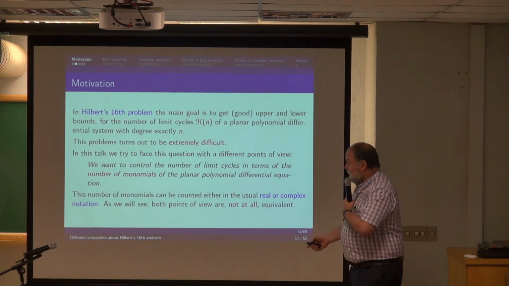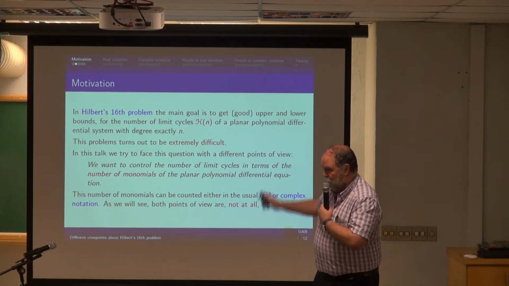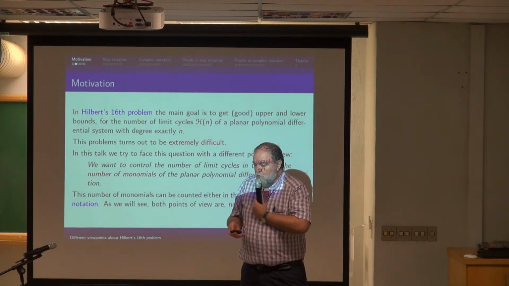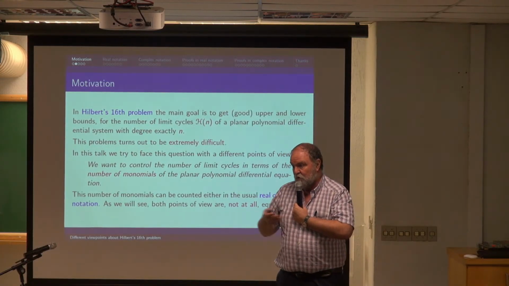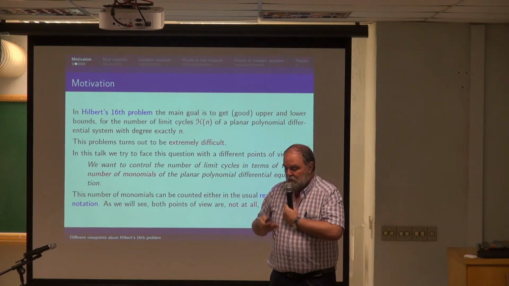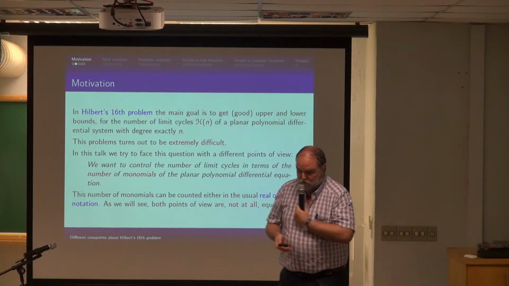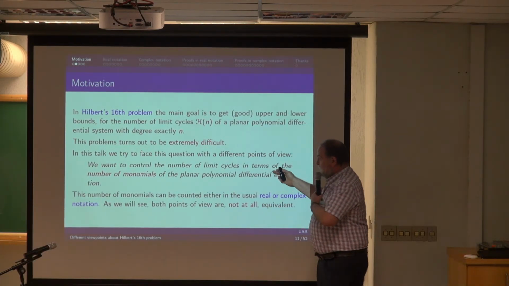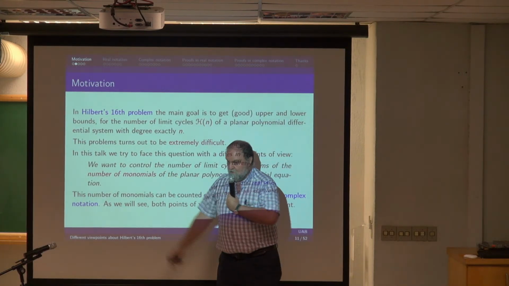So, the Hilbert problem is very difficult. You don't need to read. And we don't know how to do it, so we try to find different ways of approaching it. So I changed the problem for another problem, such that if I solve the other problem, I am done also. And the point is, control the number of limit cycles in terms of the number of monomials.